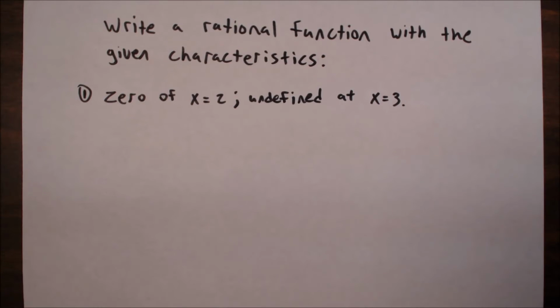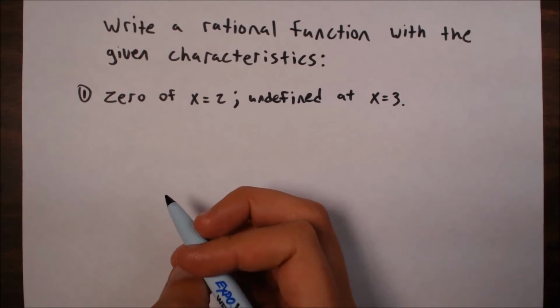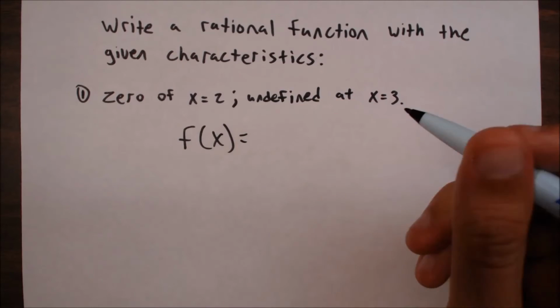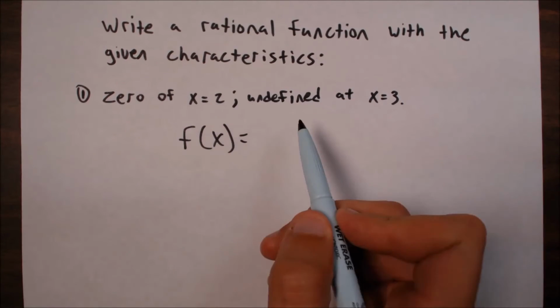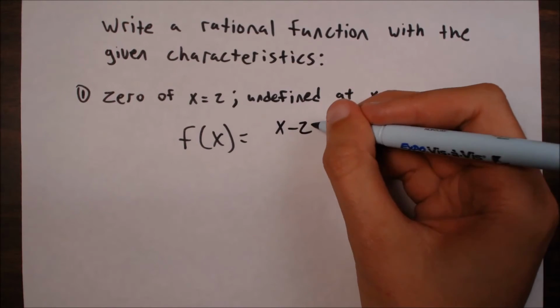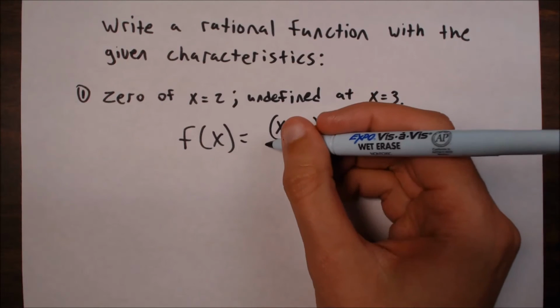Write a rational function with the given characteristics. It tells you that it has a zero of x equals 2, and it's undefined at x equals 3. Well, remember, a zero is something that makes the numerator equal to 0. So f of x equals... If 2 is going to make the numerator 0, then the numerator must be x minus 2, because if I were to plug a 2 in there, I would get 0.